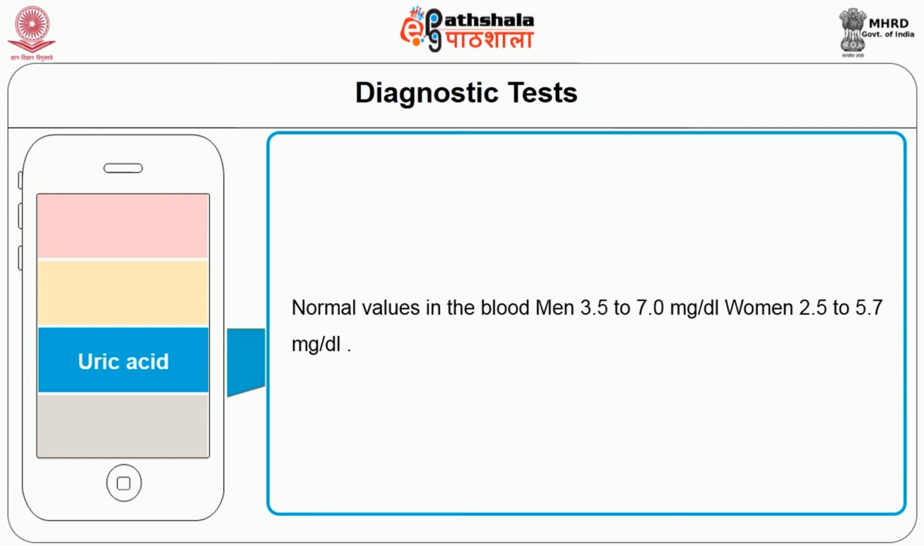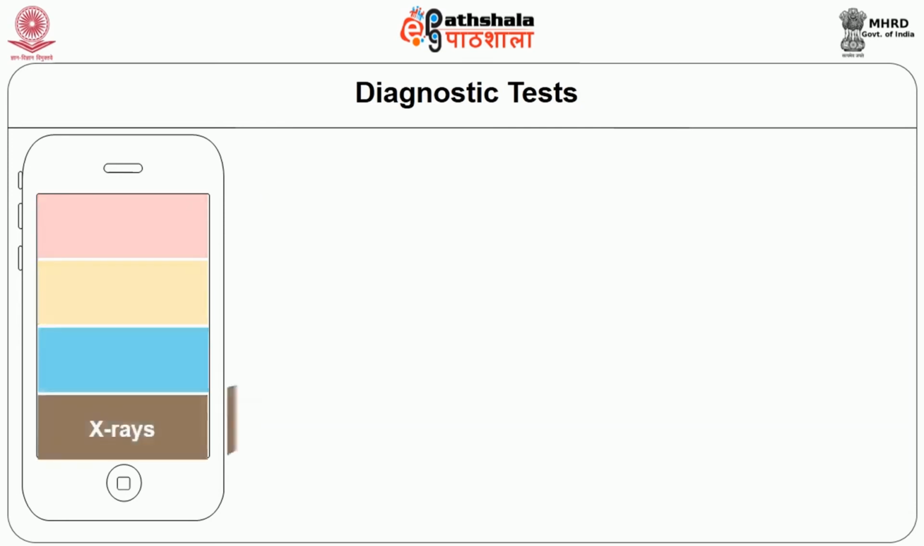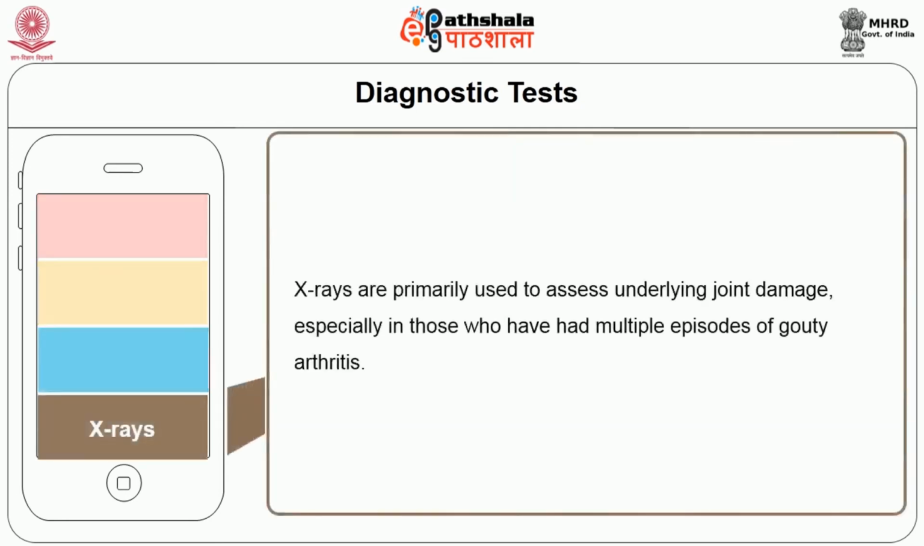Radiographs are also useful in the diagnosis of gout. X-rays are primarily used to assess the underlying joint damage, especially in those who have had multiple episodes of gouty arthritis. Now, let us see some home remedies for gout. This will be useful for all of us.